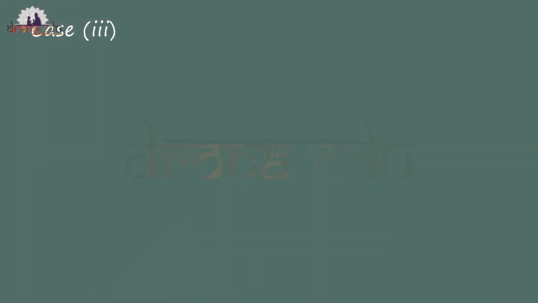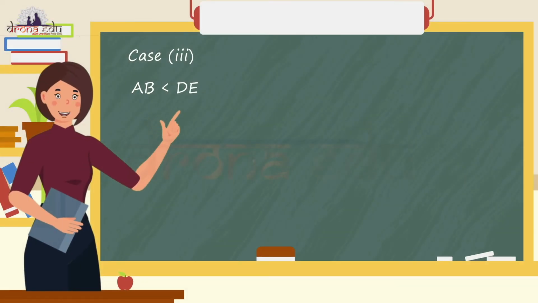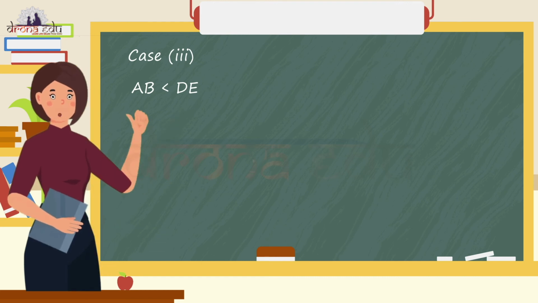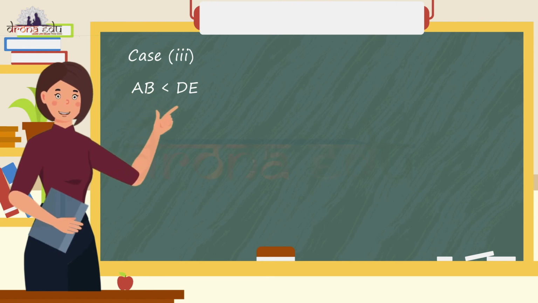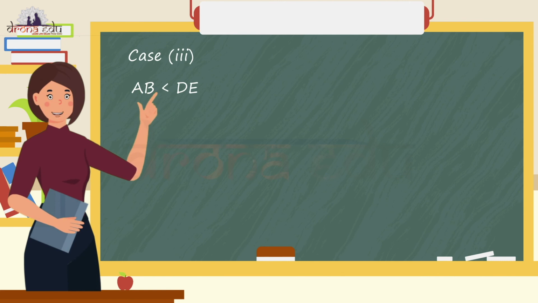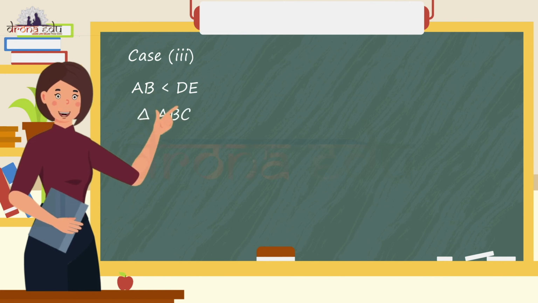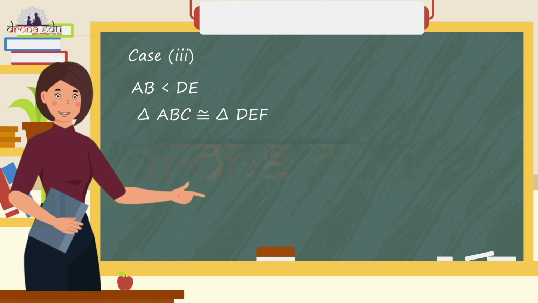Now let's see the third case, which is if AB is less than DE. Similarly to case 2, we can choose a point M on DE such that ME is equal to AB, and by repeating the same arguments which we did in case 2, we can conclude that AB is equal to DE, and so the triangle ABC is congruent to the triangle DEF. This is the third case for this theorem.